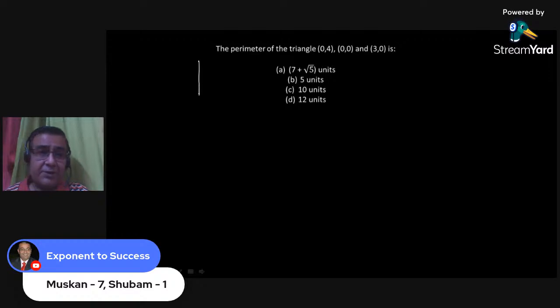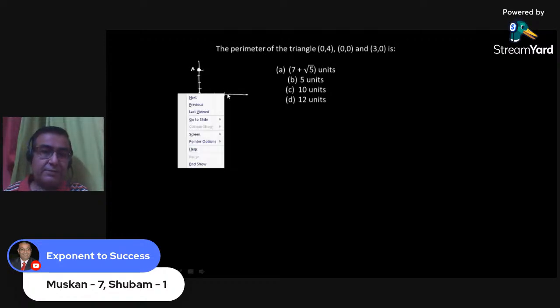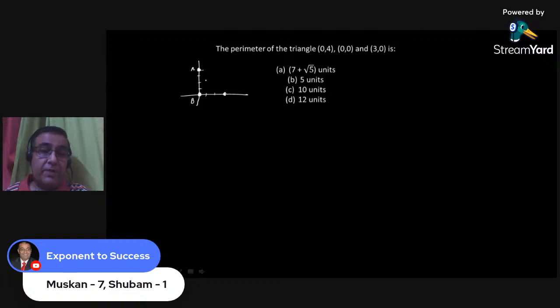Okay, let me mark the points on the coordinate axis. So I've got 0 comma 4, that means it's on the y-axis. So 1 2 3 4, I've got 1 point here. 0 comma 0 is nothing but the origin. I've got 1 point here. Let me call this A, this is B, and 3 comma 0 will be on the x-axis. So 1 2 3, I've got this 1 point over here. So this is a triangle that has been formed and I have to find the perimeter.